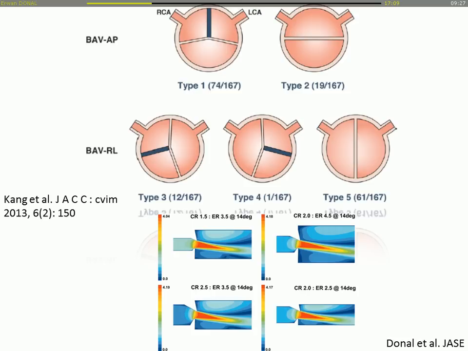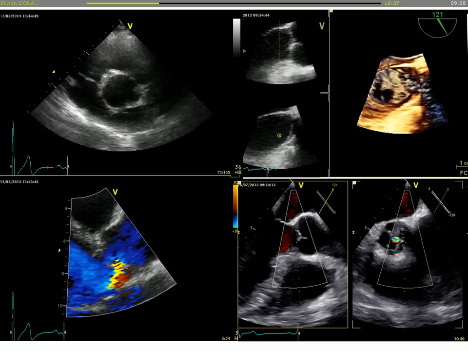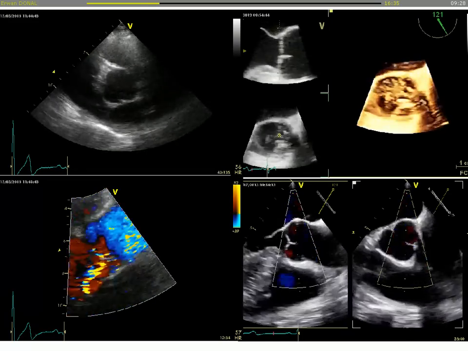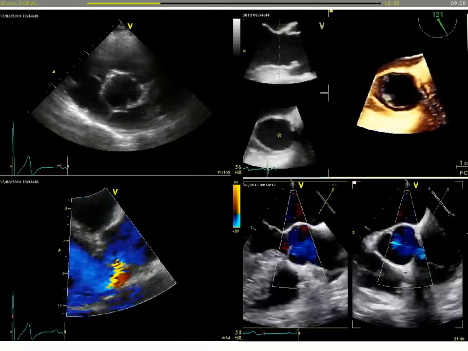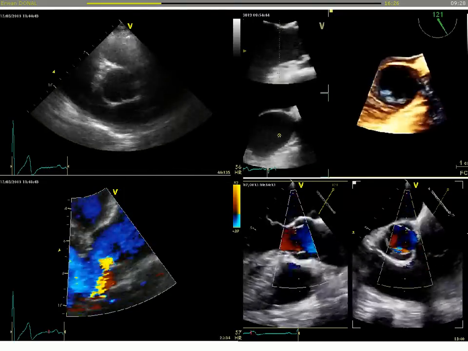But we have different kinds of classification. This is another one. And the type 1 is still the one with the raphe between the left and the right cusp. But the type 2 here is without any raphe. And in the severity classification, the type without any raphe is the type 0. So we have to be very careful because according to the paper you will read, the classification is not always the same, and the meaning of the conclusion is not exactly the same also. So I'm an echo guy, so I think that we have to start with the echo. We have to look very carefully at the valve and at the aorta.